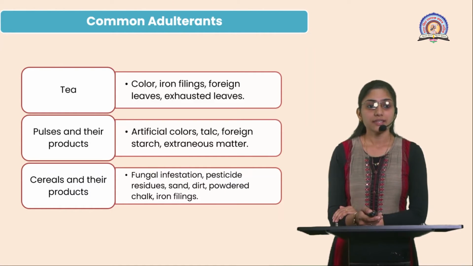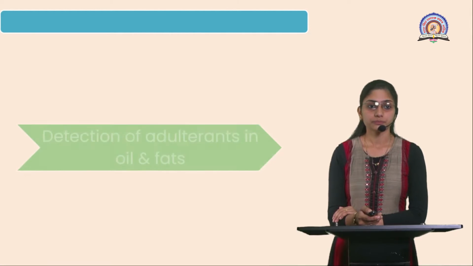Again, you can take an example, cereals and their products. In cereals and their products, some pesticide residues are there, some powdered chalk is there. So these are the adulterants which are present in the cereals and their products.